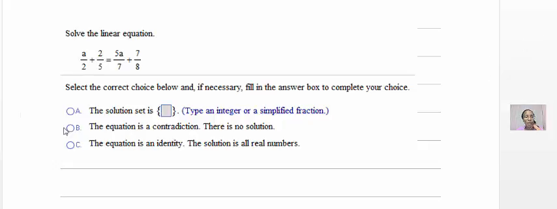Okay, let's take a look at this problem. This is a linear equation where we have fractions involved. So the first thing we want to do is clear the fractions out of the problem altogether.